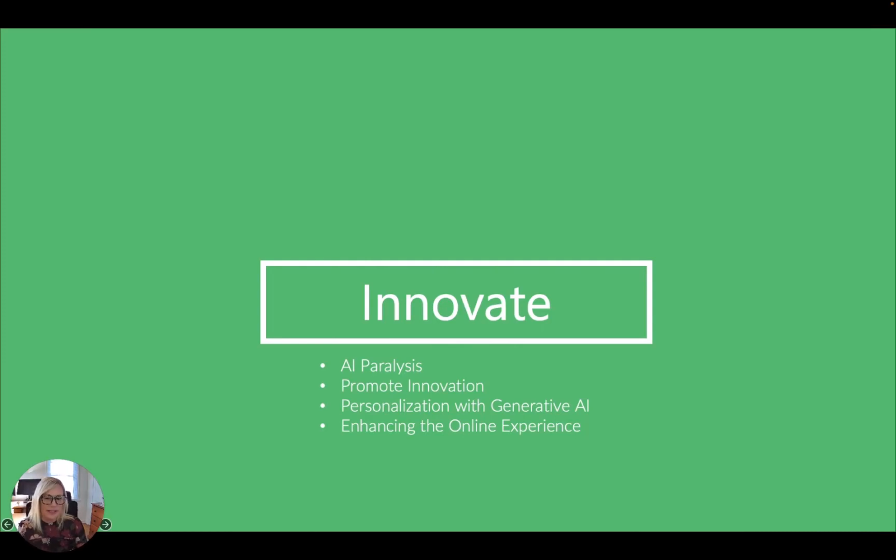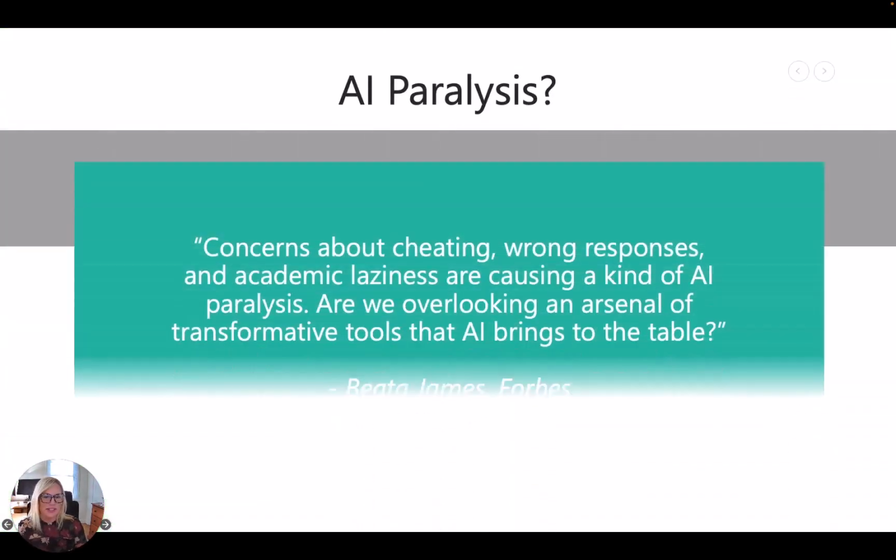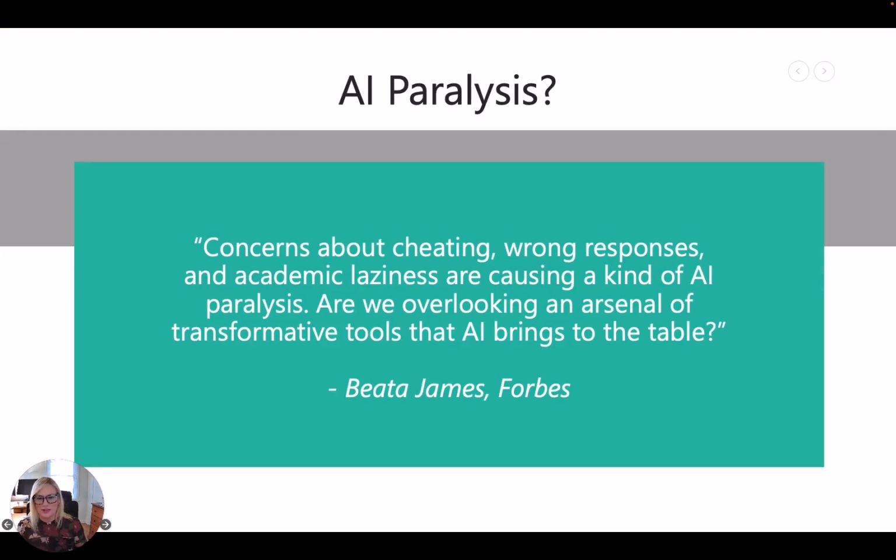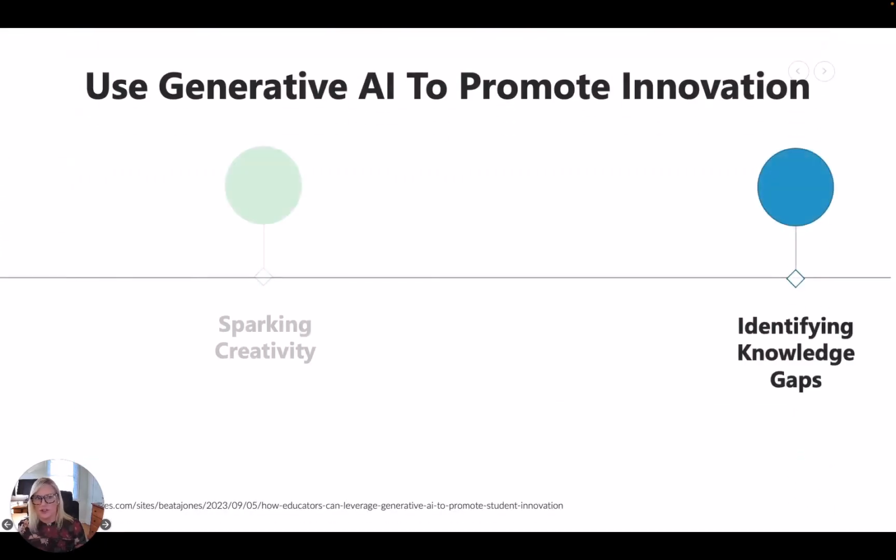So different ways to innovate with generative AI. And I just wanted to say that so many concerns about Gen AI and all of the things that can go wrong kind of cause this AI paralysis. And this author says, are we overlooking these transformative tools that AI brings to the table because we're so paralyzed about what is AI and what are we supposed to do and is it going to take everyone's jobs? So try to set that aside as you're thinking about generative AI and different AI tools, and think about what the positives are and what this can do for us as instructional designers.